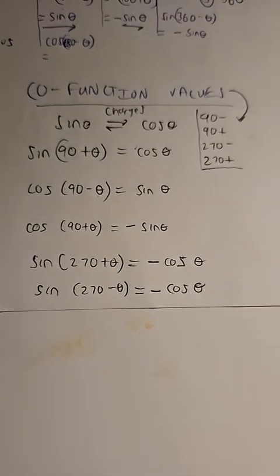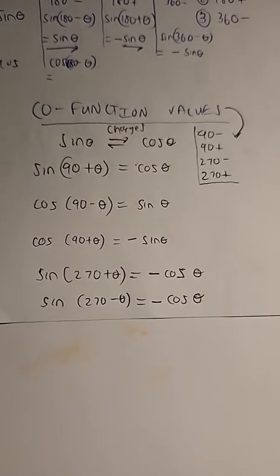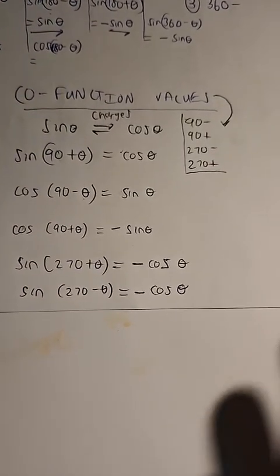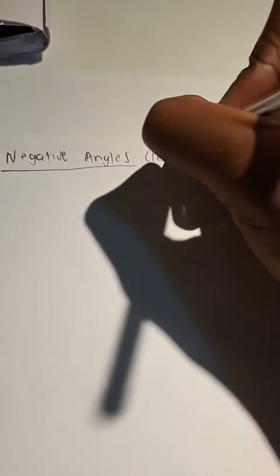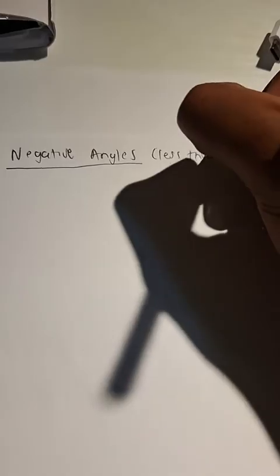Okay. So guys, I hope you are now fully convinced about these co-function values. And surely from now onwards, you will never fall short of doing what is right when it comes to these co-function values. The next thing I want to look at, guys, is negative angles. What do I mean by negative angles? These are angles that are less than 0, angles less than 0 degrees.